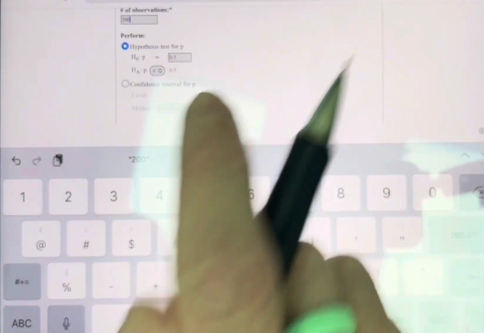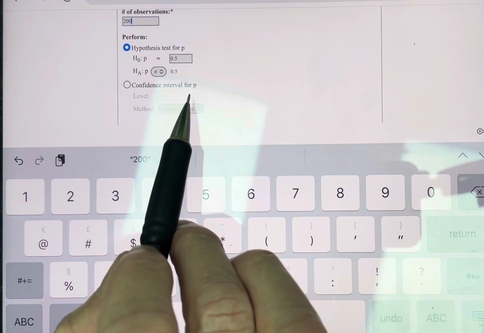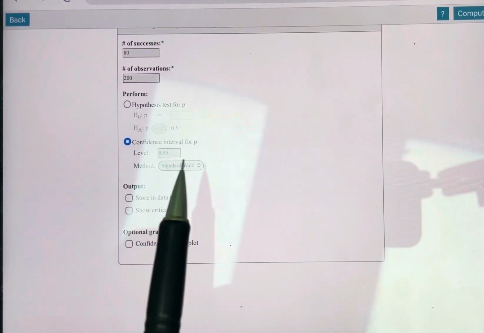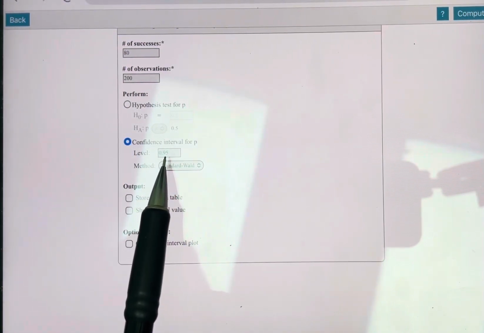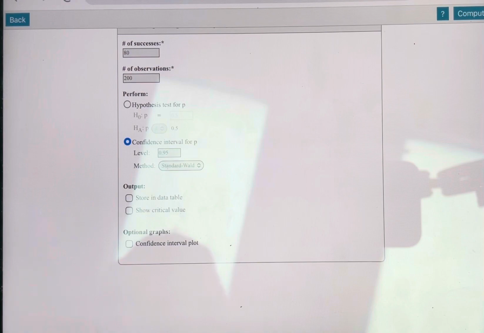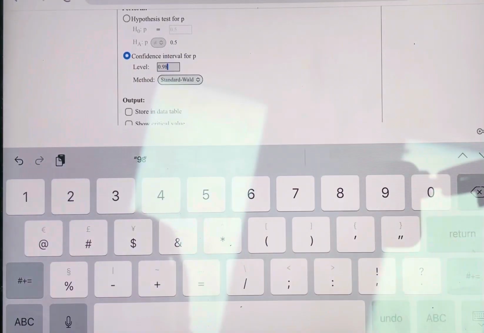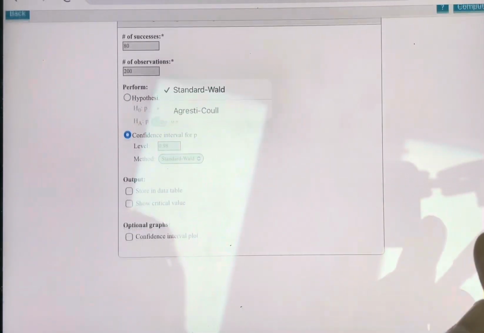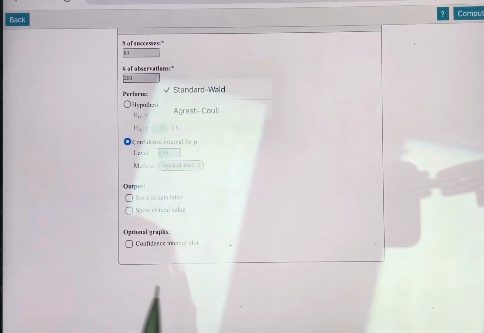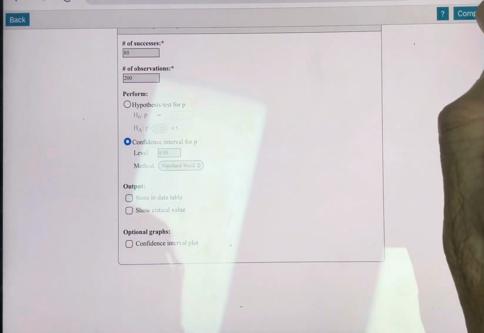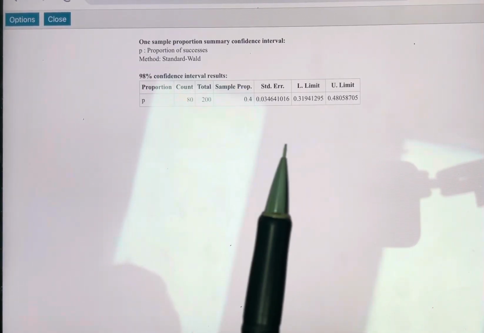Okay, we want to perform a confidence interval for P. We're not looking to perform a hypothesis test. We need to select the confidence interval for P. And our level, we say we want 98% confidence. Well, 98% as a decimal is 0.98. So I'll go to there and put in 0.98. I don't change anything else, and I'll press compute. There we go.